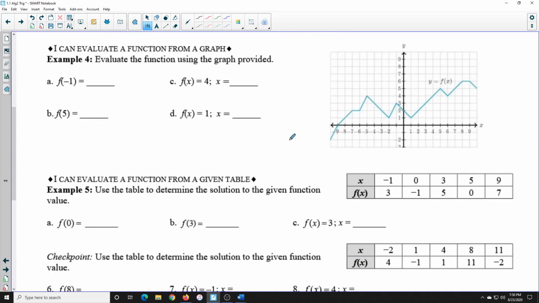So example 4, evaluate the functions using the graph provided. So we are looking over at this graph and we're going to be able to evaluate functions, something that you've been dealing with on graphs for quite some time in math. It's just a question of knowing what they're asking and what they're giving. So f of negative 1, they give us the x value. So negative 1, what they want to know is what the y value is. So when x is negative 1, we go over here to the graph and we go to negative 1, we move up until we hit the graph and we have a y value of 3.